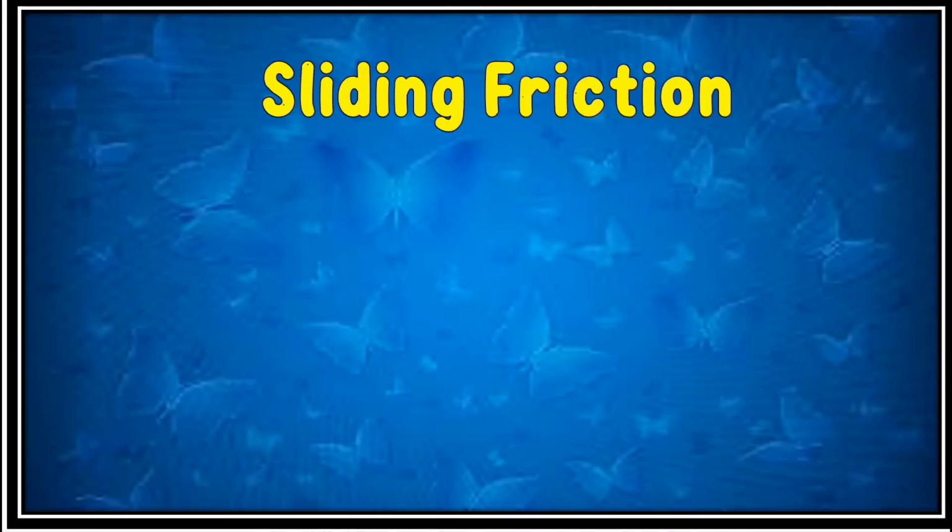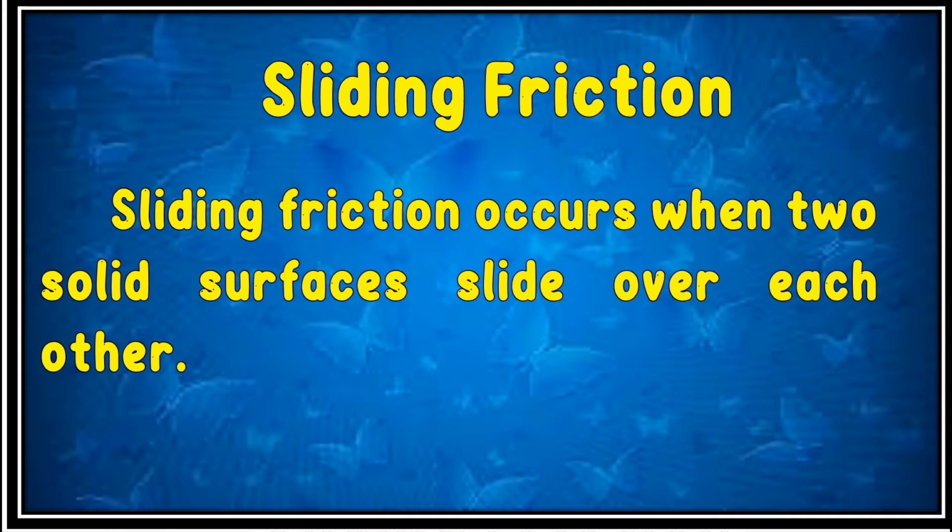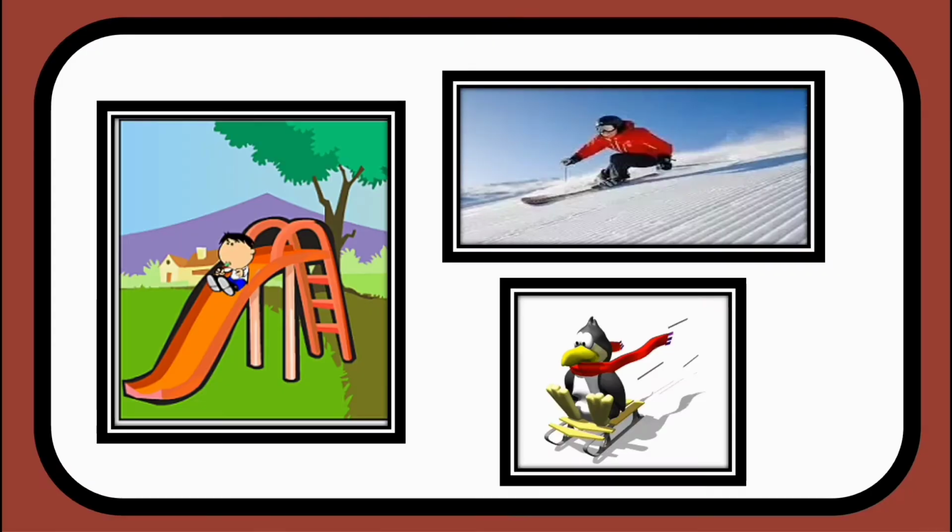Next is sliding friction. So sliding friction occurs when two solid surfaces slide over each other. So look at the pictures. So the pictures show us what is a sliding friction.